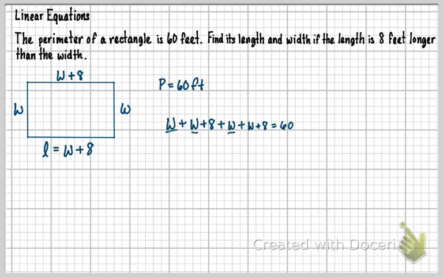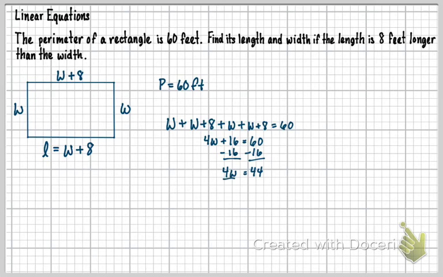So I'm going to put all my W's together because they're all on the same side of the equal sign. Okay, so that's going to be 4W. And I can put my numbers together because they're on the same side too. So that's going to be plus 16. And that equals 60. So I'm going to subtract 16 from both sides of the equal sign. And I'm going to get 4W equals 44.